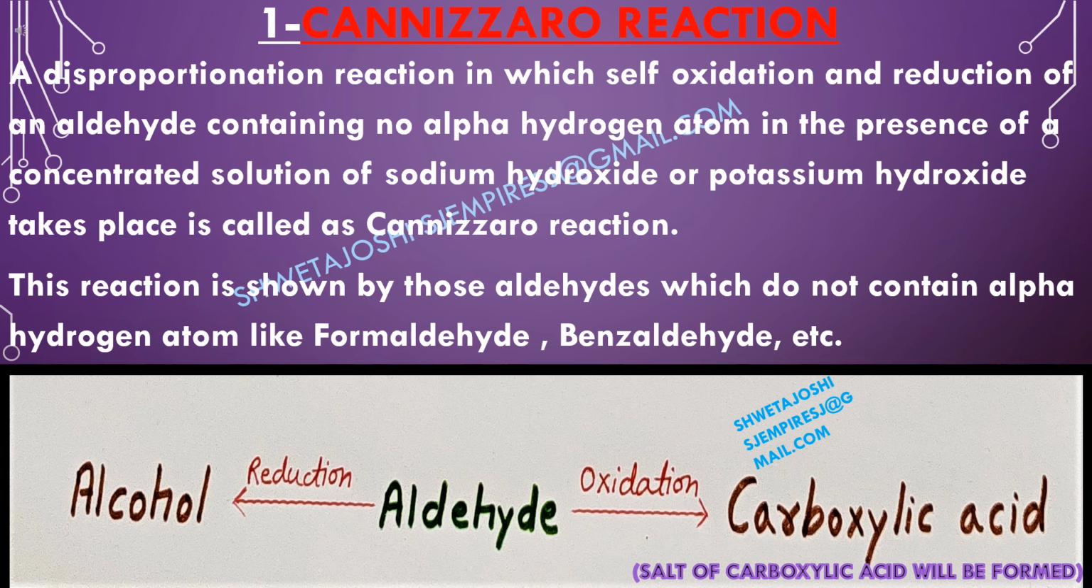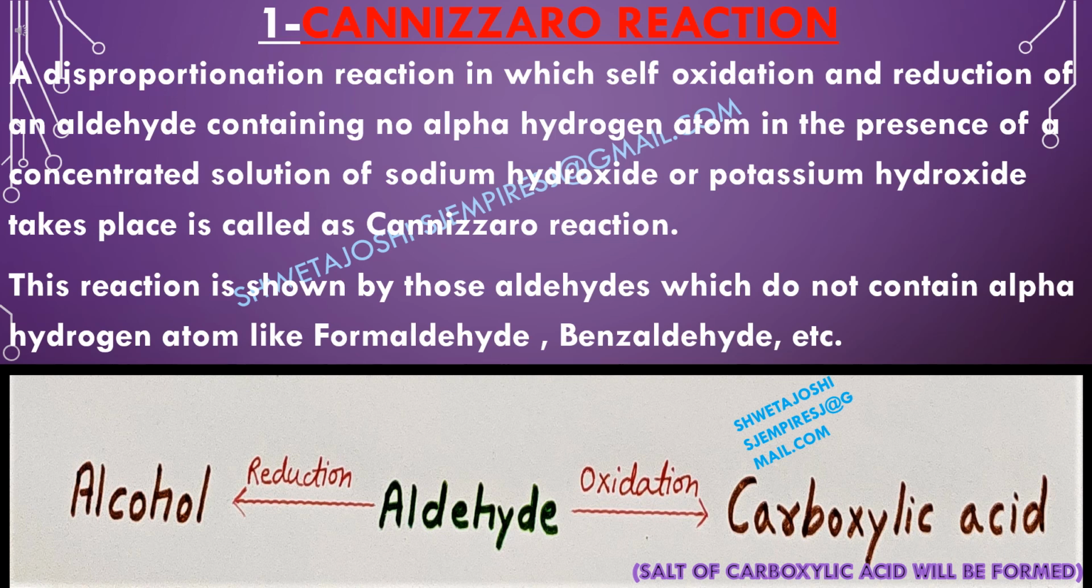So our first reaction is the Cannizzaro reaction. It is a self-oxidation and reduction process of an aldehyde containing no alpha hydrogen atom in the presence of a concentrated solution of sodium hydroxide or potassium hydroxide. This reaction is shown by aldehydes which do not contain any alpha hydrogen atoms, like formaldehyde, benzaldehyde, etc.